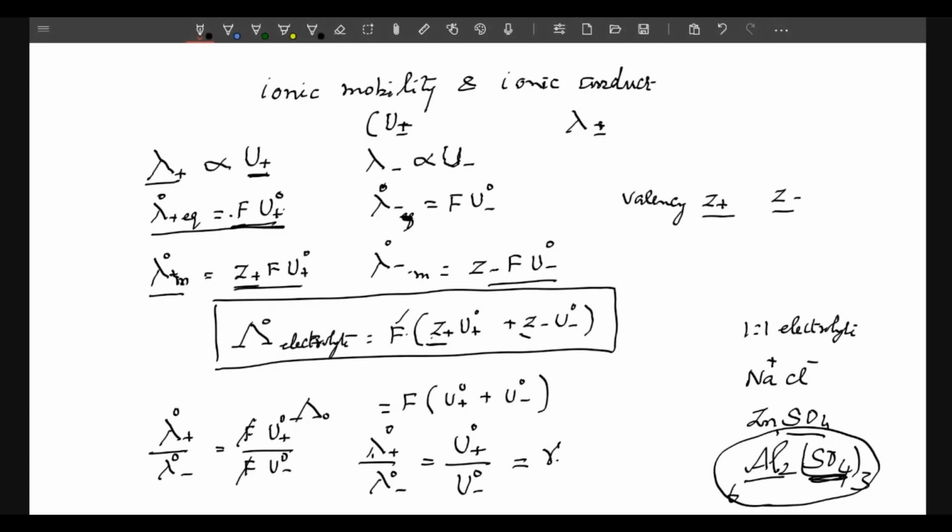This relationship would be useful for you to calculate some other things. This ionic mobility can also be used to calculate the conductance of the whole electrolyte, or the ionic conductance of either the cation or the anion. Now we are going to see some problems under this. Then we will go to the transport number.